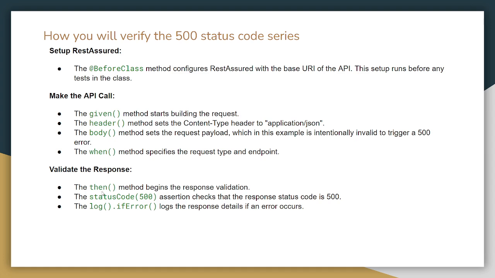You can use the then method, which begins the process of response validation, and then status code 500. An internal server error normally has a status code 500. So you should use an assertion that checks that the response status is 500, and the log.ifError logs the response details if an error occurs. Okay. So these are the steps that you can use to verify the 500 status code.